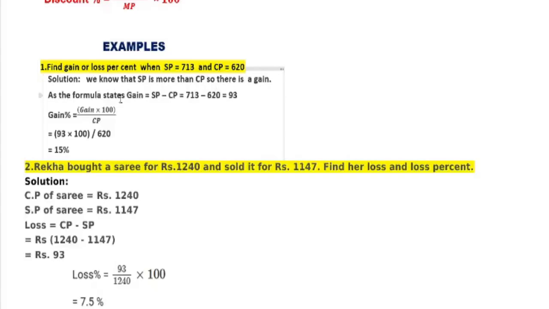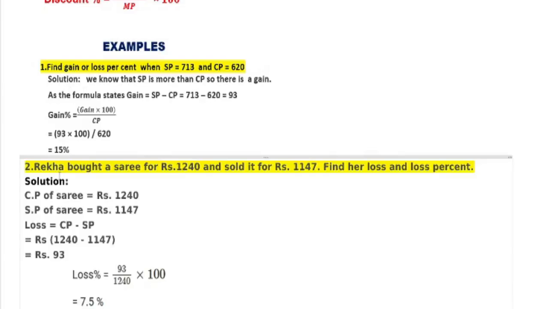So we can calculate here gain equal to SP minus CP. That is 713 minus 620, that is equal to 93. So gain percentage equal to gain into 100 by CP, or gain by CP into 100. Put the values and simplify it, you will get 15%. So this is the first question. Here you find out gain.